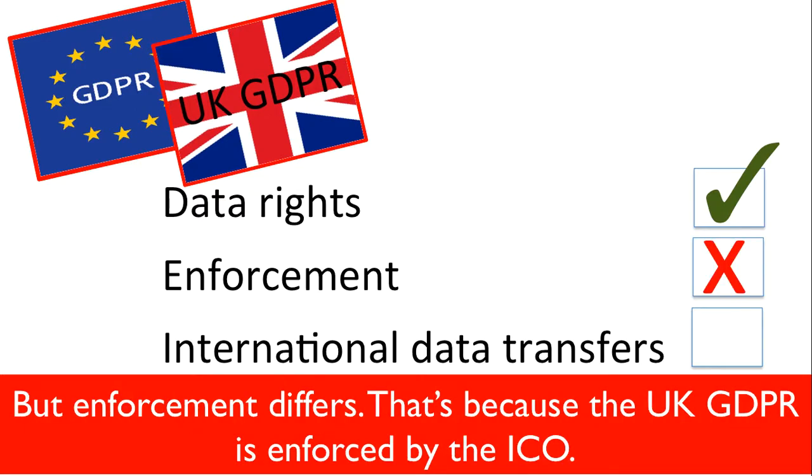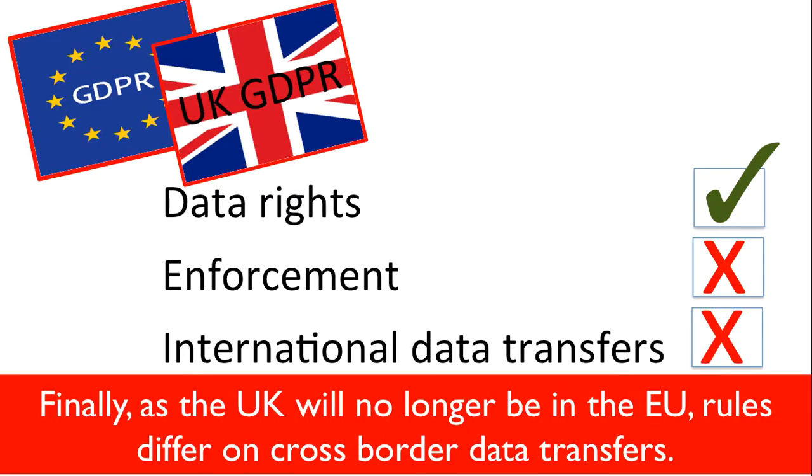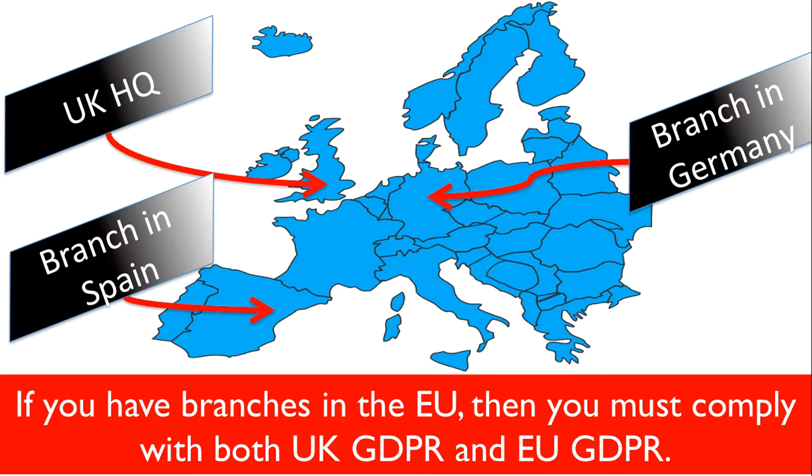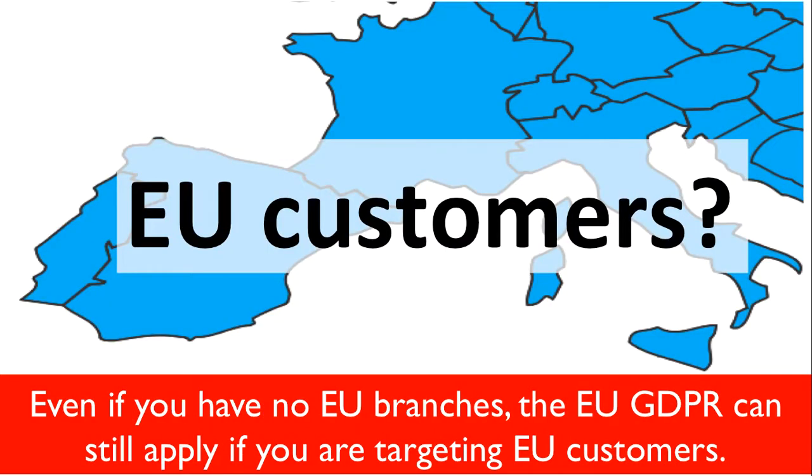That's because the UK GDPR is enforced by the ICO, and the EU GDPR is enforced by authorities in the remaining 27 EU states. Finally, as the UK will no longer be in the EU, rules differ on cross-border data transfers. If you have branches in the EU, then you must comply with both UK GDPR and EU GDPR. Both the ICO and EU authorities can enforce against you. You may need binding corporate rules or standard contractual clauses in place to secure your intercompany transfers.